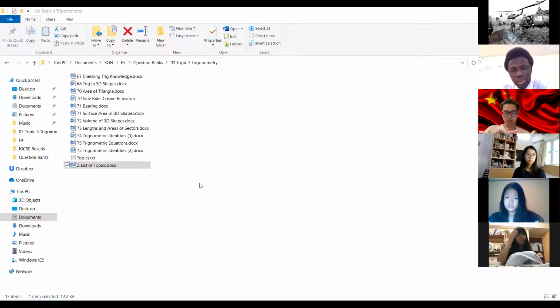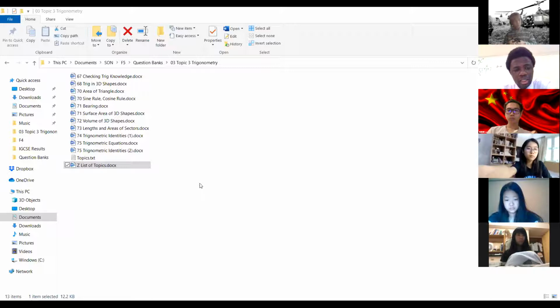Distance in three-dimensional shapes, we will review that somehow. Area of triangle also. Volume and surface area, pay close attention to this especially. Sine and cosine rule, especially sine rule because of the cases of ambiguity, we will review that. Bearing as well, we'll review that.